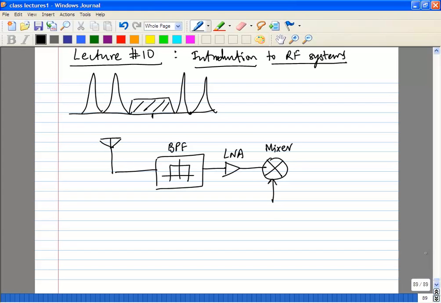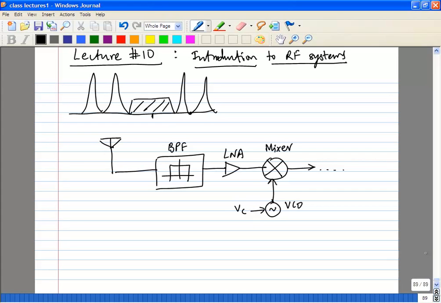So the other input to the mixer comes from a VCO, which is in some kind of feedback loop. It's a voltage controlled oscillator, controlled by some control voltage. It's usually in a feedback loop inside a phase lock loop, and that is the other input to the mixer. And the output of this can be processed further.